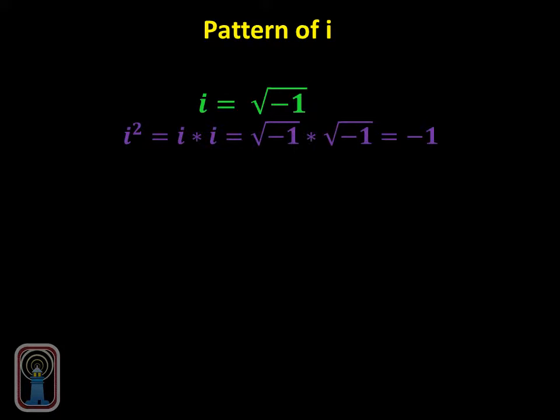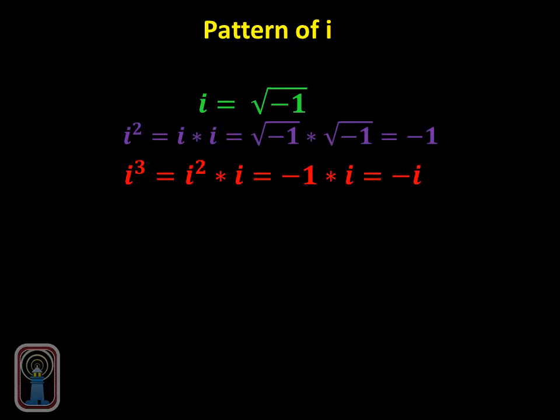In simplifying I raised to an exponent, we notice that there's a pattern. I to the first power is the square root of -1. I to the second power, or I times I, can be written as the square root of -1 times the square root of -1, which is a -1 because the radicals cancel each other out.